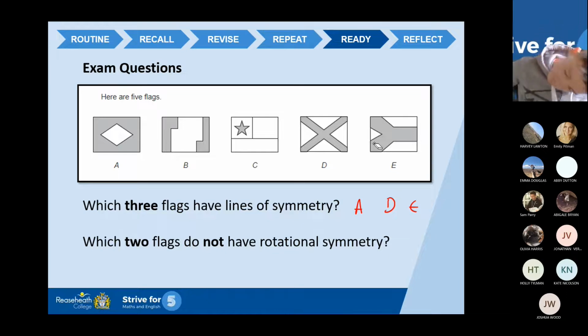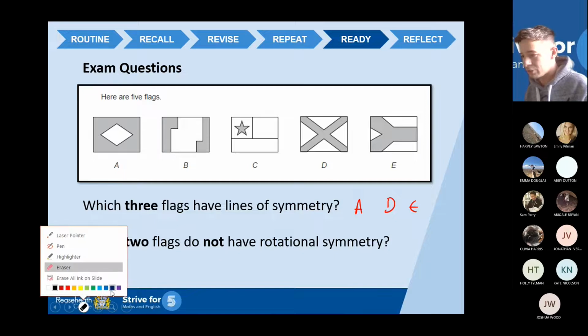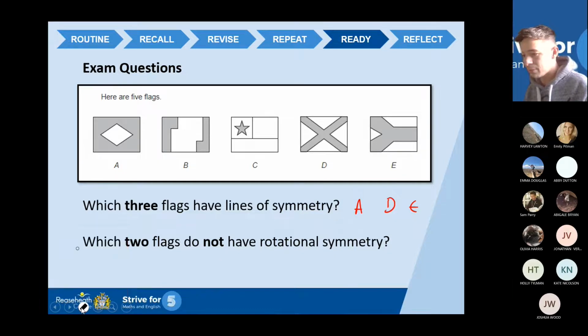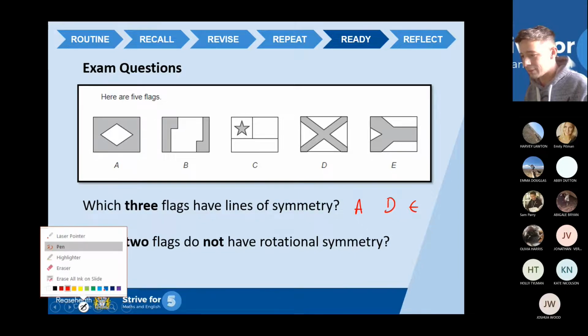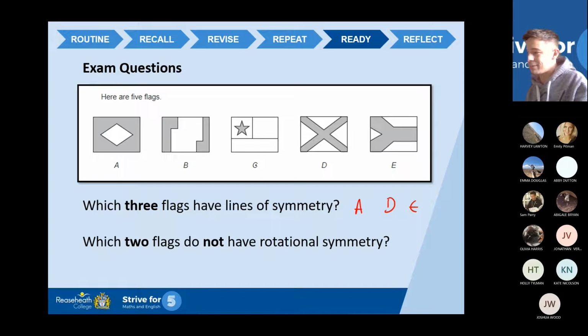Look at me, I'm rotating my head. Now, in an exam, what I would be doing is rotating the sheet, okay, making sure it makes sense, okay? So which two flags do not have rotational symmetry? So let's change the colour of my pen here a second. Come on, laptop, please survive. There we go. So C, right, C does not have any, because we can't rotate that shape at all and it look the same.